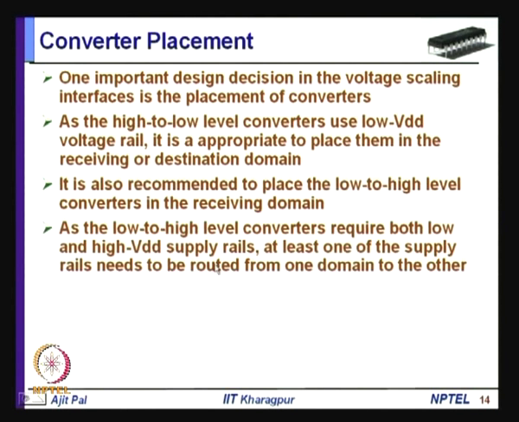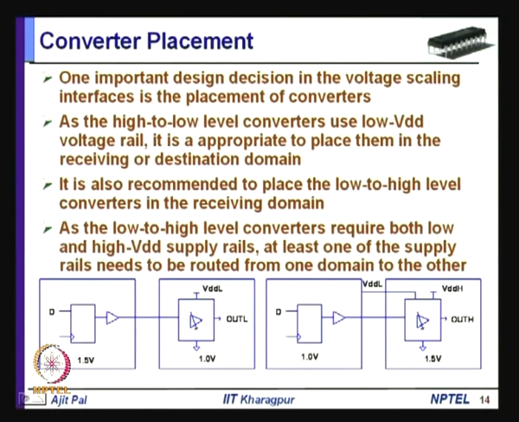The low to high voltage converters require both low and high VDD supply rails. At least one of the supply rails needs to be routed from one domain to another. So, we have seen a low to high level converter, a voltage domain converter, requires both the supplies VDDL and VDDH. So, wherever you place it, you have to take one of the power supplies to the other domain, as is shown in this case.